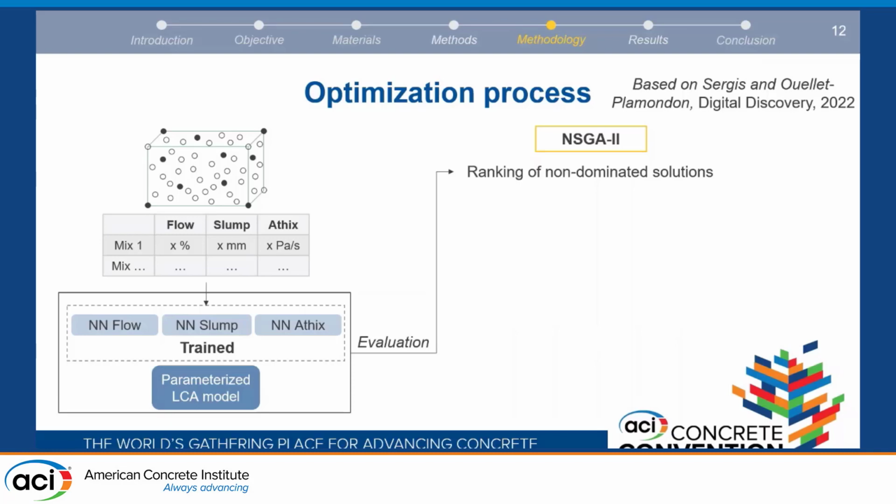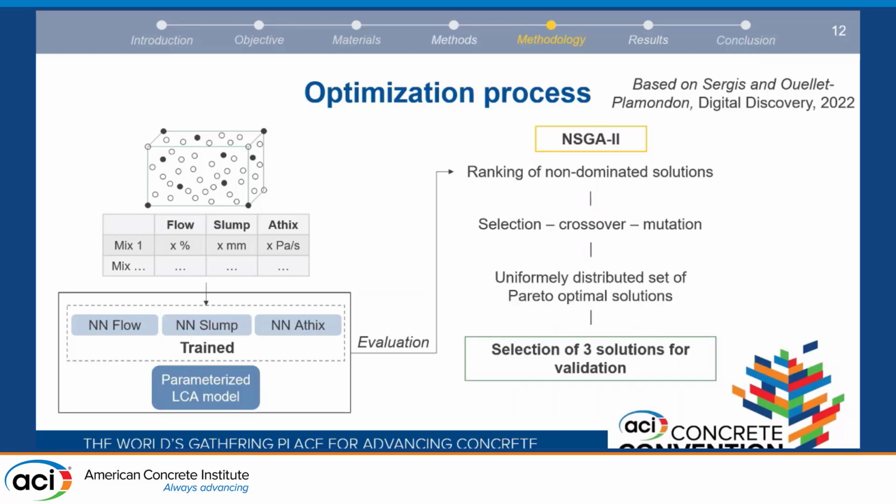At each iteration, we evaluate the proposed solutions. And through the basic principles of a genetic algorithm, which are selection, crossover, and mutation, we get a uniformly distributed set of Pareto optimal solutions, which means we have a set of the best compromises between the objective functions. So the idea then is to select 3 of the solutions for validation and reproduction in the lab. And the idea is to iterate this process a number of times in order to get progressively better results in the experimental regions that we explore.